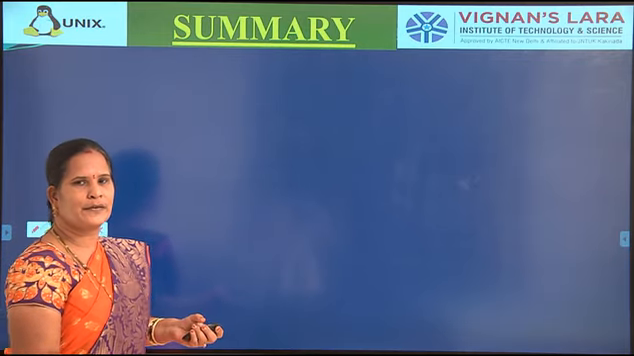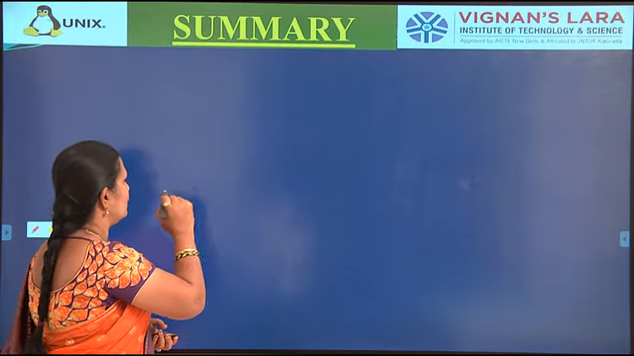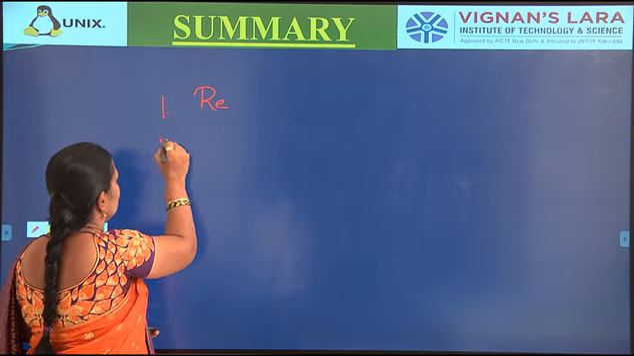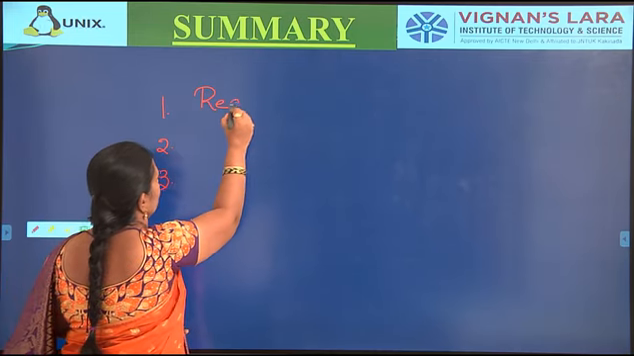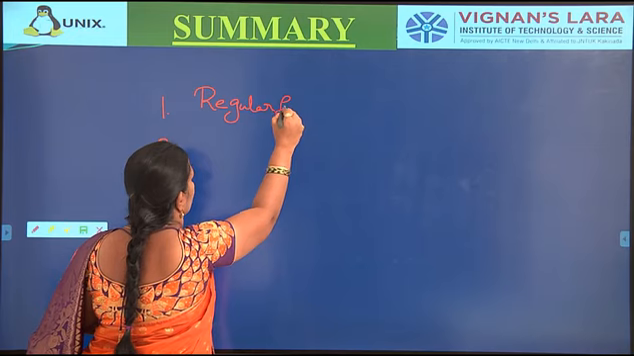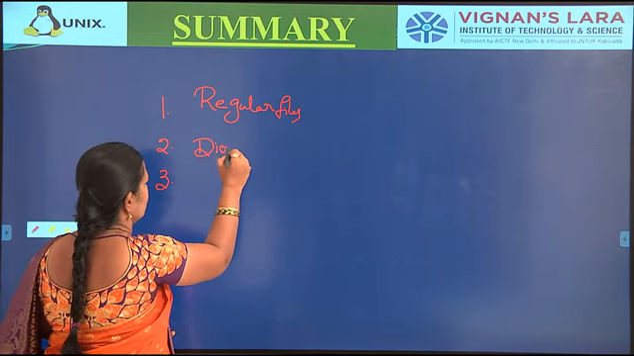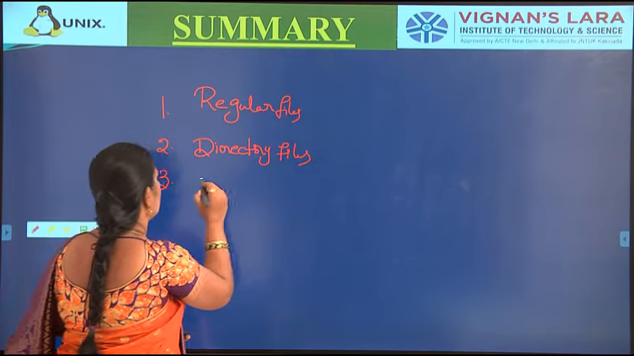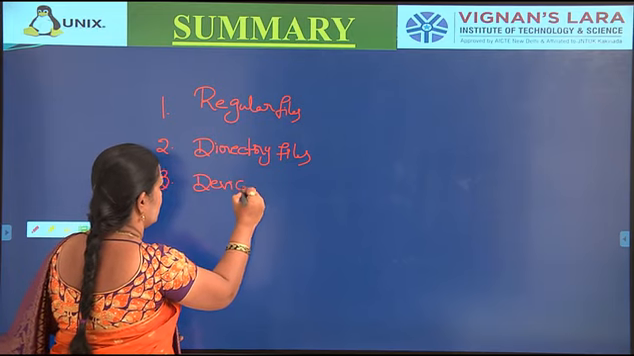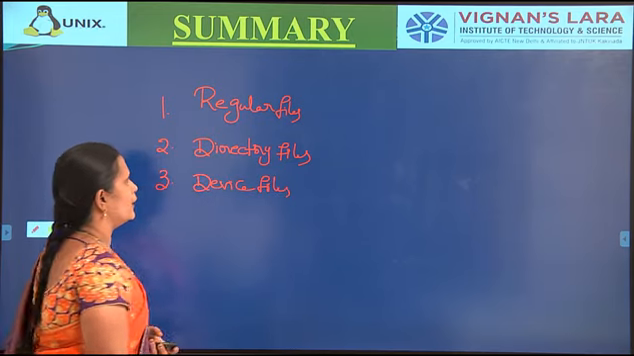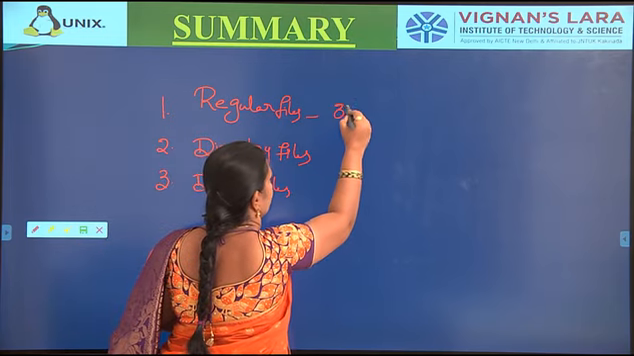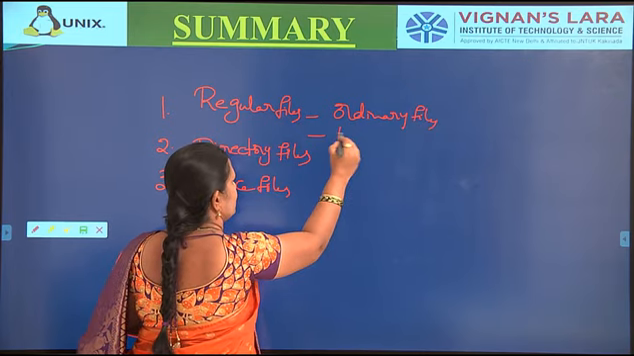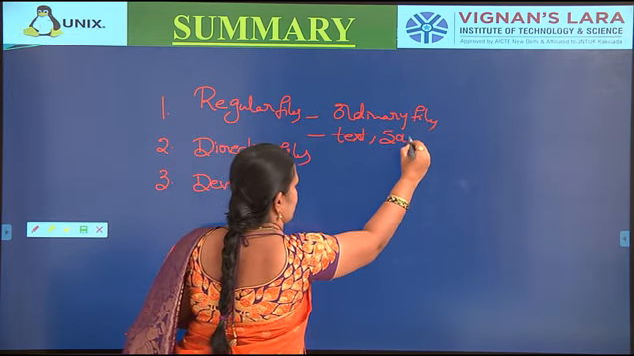So today we discussed files and types of files. Okay, first, the Unix file system is classified into 3 types. Those are regular files, second, directory files, and third, device files. Okay, regular files are also known as ordinary files. For example, a regular file contains either text or a source program.